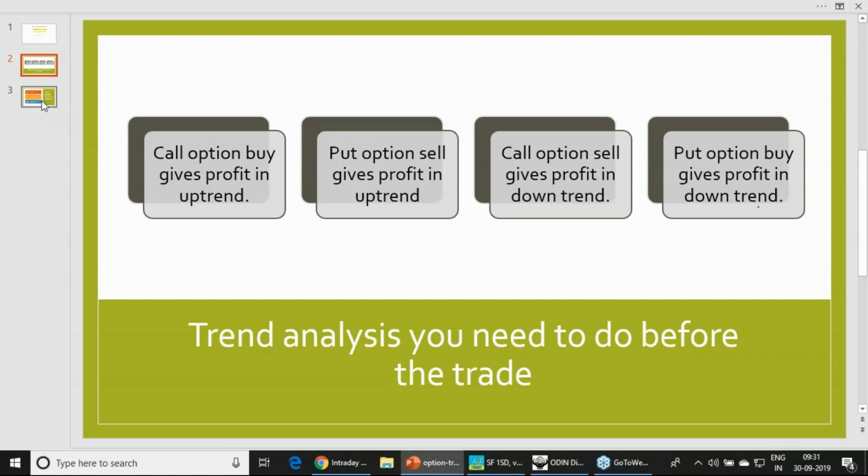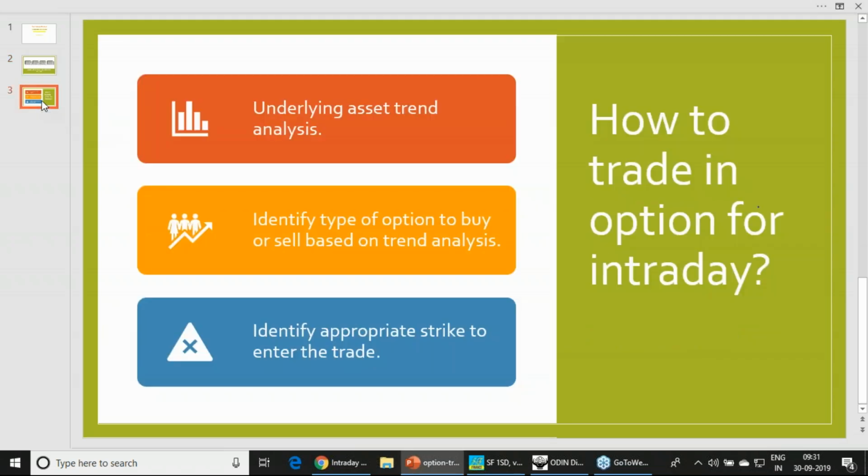Now coming to our option intraday trade. When we do the intraday trade, how should we do this? 3 steps are there. First, the underlying asset. Options are derived. Nifty option means the underlying asset is Nifty. Tata Steel option means Tata Steel is the underlying asset. So it is derived from which asset, which script. That underlying asset needs to be analyzed, because option is a derived thing.